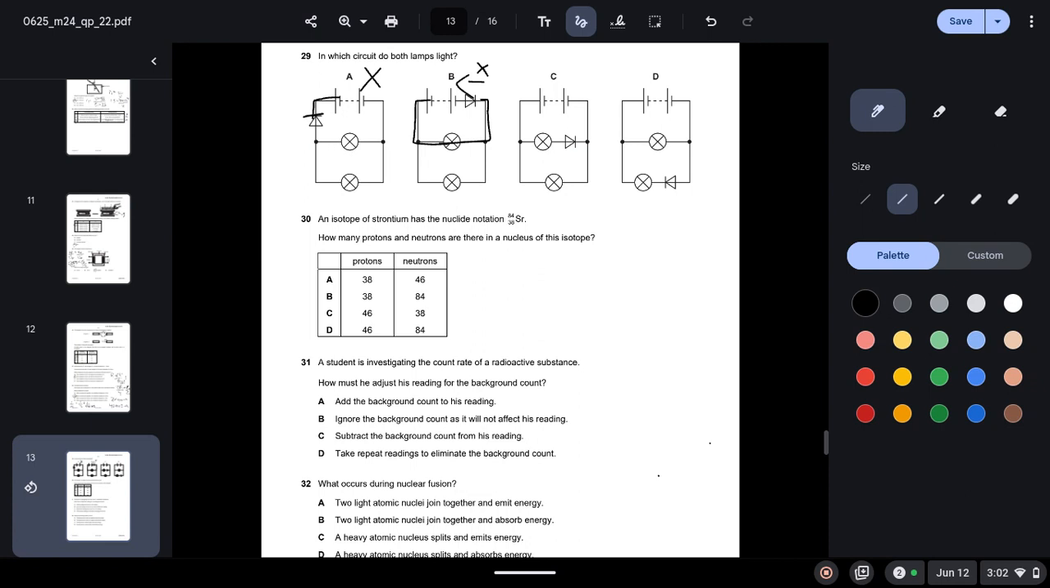Option C. So yes, option C is your correct answer, because we can see that the flow of current is complete and both lamps will light.